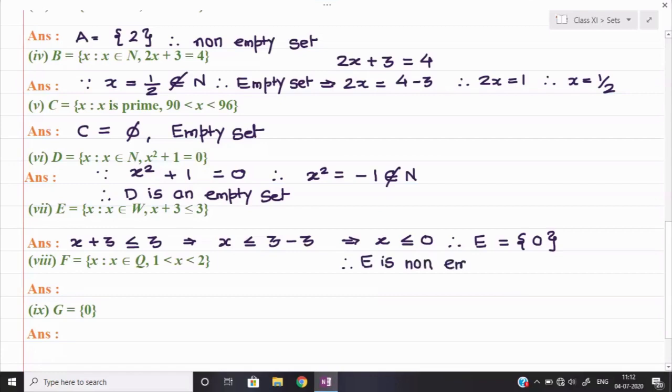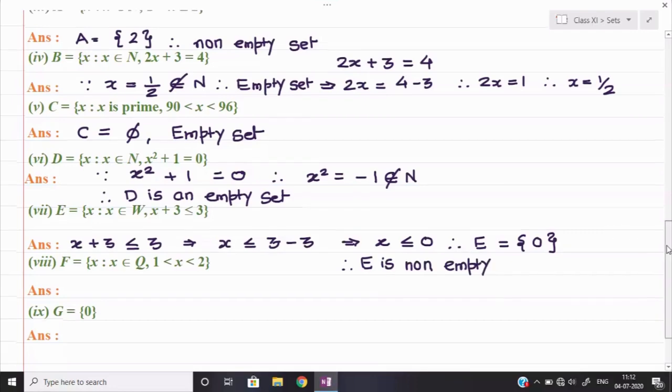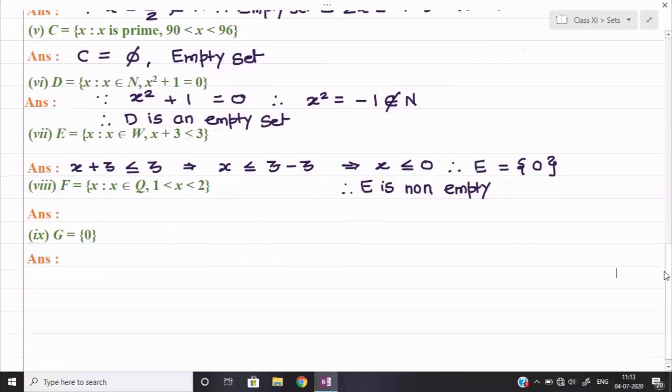Okay. Now let us see the next part. The next part is given here, x belongs to Q. Q means what here? Q is the set of all rational numbers. Remember, for example, you know the set of natural numbers is denoted by N. The set of all whole numbers we denote by W. Similarly, the set of all rational numbers we denote by the symbol Q. Now they are saying the value of x is more than 1 but the value of x is less than 2.